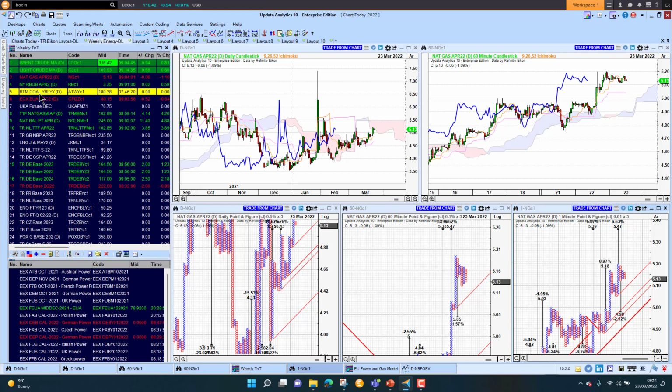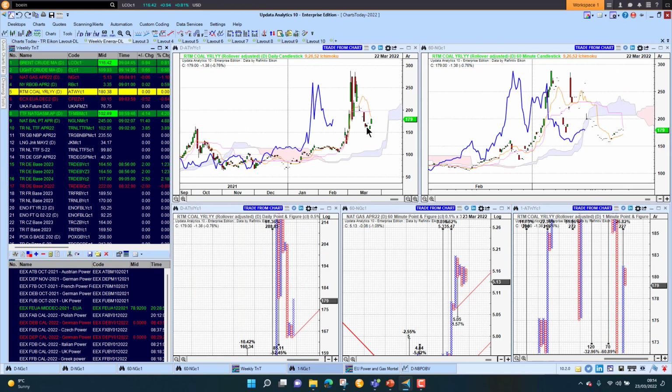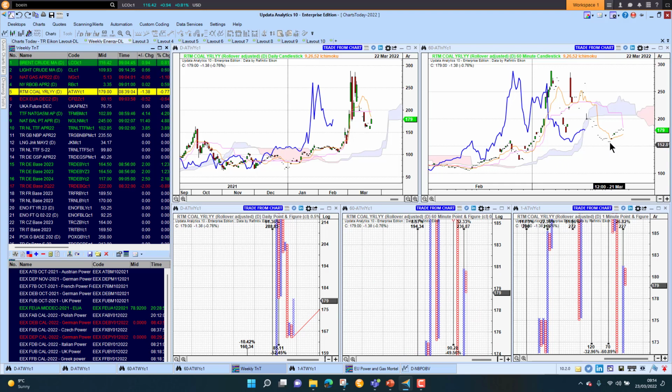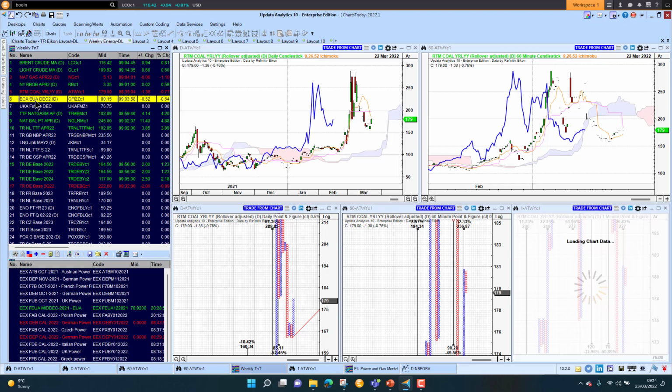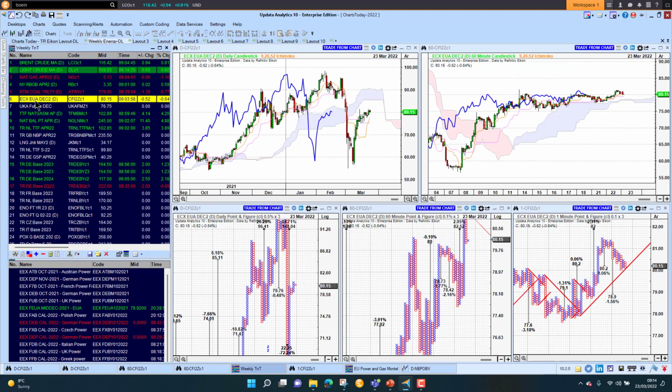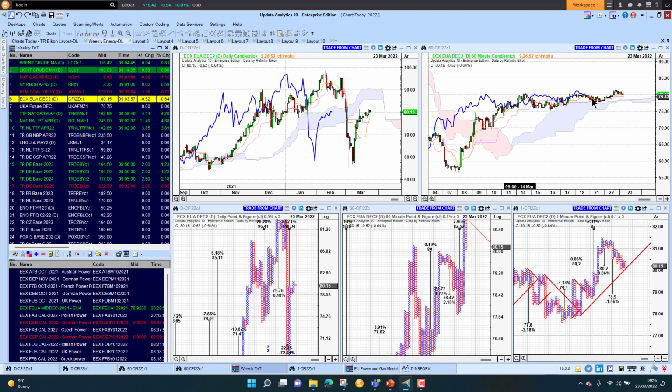Coal sitting at 180, so it did recover a bit yesterday. Found that floor. That's going to be pretty critical, this one sort of 60 level on coal, so need to watch that, and good recovery there. Emissions just really struggling at this 80 level. It's the weak breakout that is a slight concern, but we do still have upside targets and an uptrend in the short term. So we did go out as bullish there this morning.